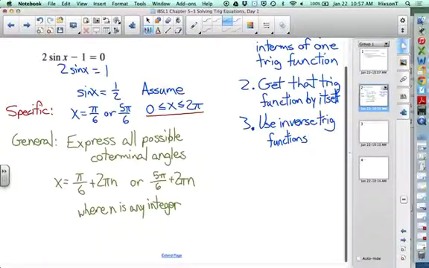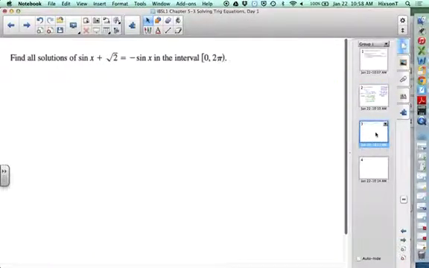Again, pay attention to the directions. They may ask for the general solutions rather than solutions within a specific interval. So make sure that you give the solution that you're being asked to give. Does that make sense? Alright. So let's take a look at another one.